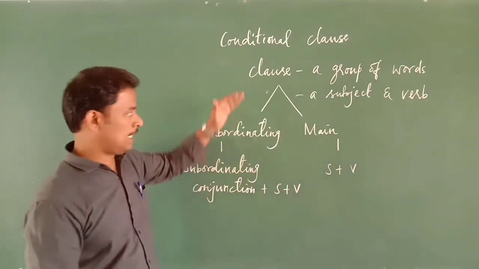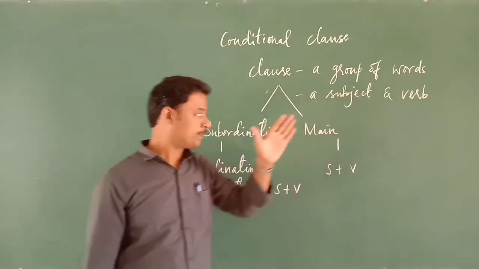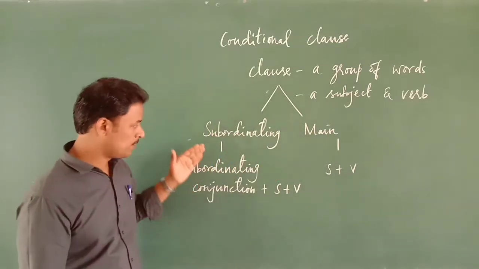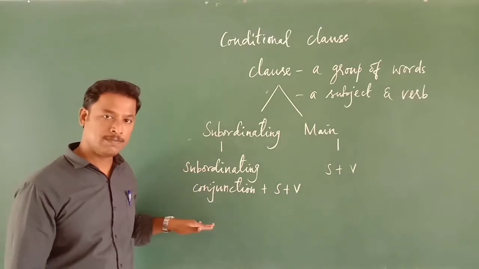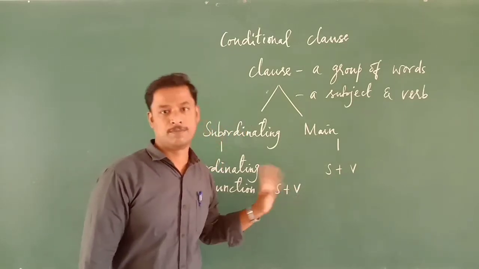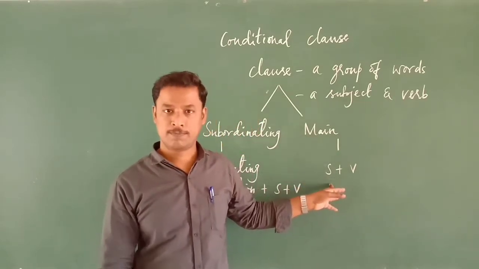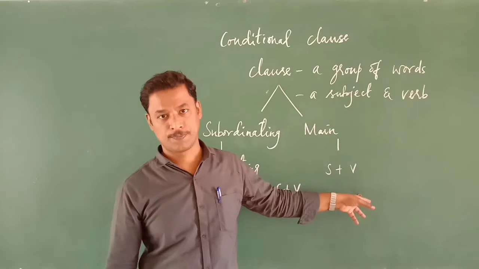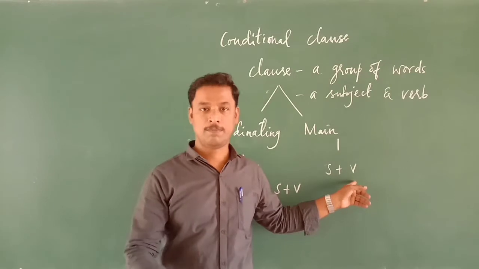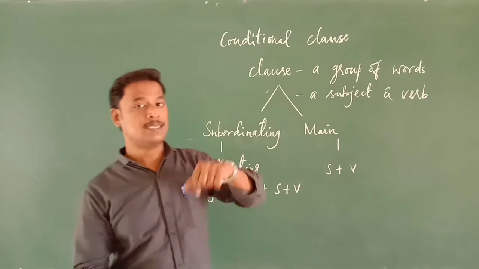Right. A clause is a group of words. It has a subject and a verb. It is divided into two, subordinating clause and main clause. A subordinating clause must be started with a subordinating conjunction, and there is a subject and a verb individually. Then a main clause is started with a subject and a verb can follow it. Otherwise, in some cases, a main clause can be started with a verb alone. Right. Next, we are going to say what is a conditional clause.